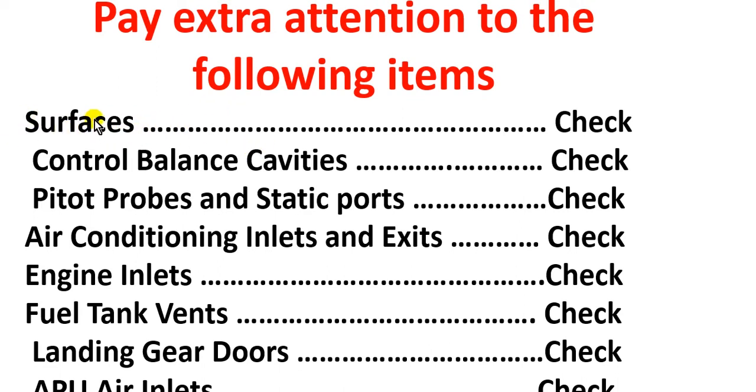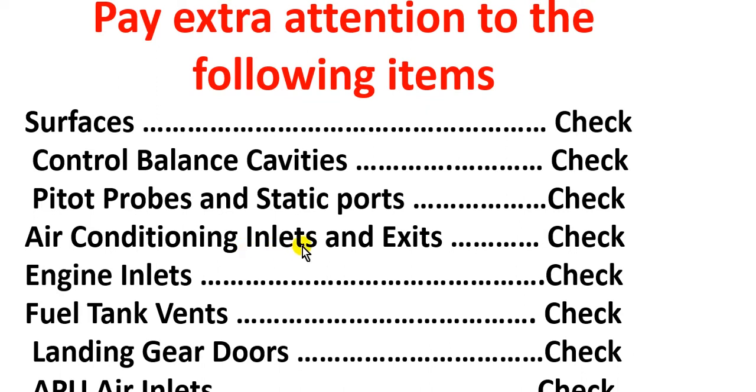Number 1, the controlled surfaces, all the controlled surfaces, and the wings and the tail. Here, control balance cavities. Any cavities here must be checked for frozen, for ice contamination. Take care, the ice may move. Don't make the surfaces move. Pitot probes and static probes. Here also, check for correct data, no error for data.